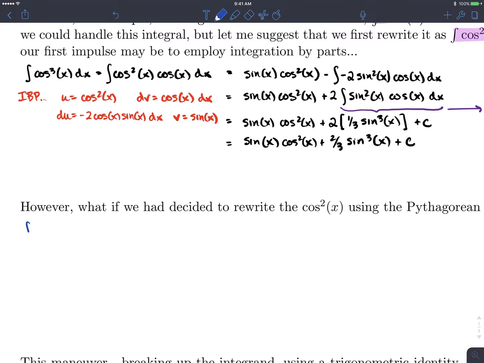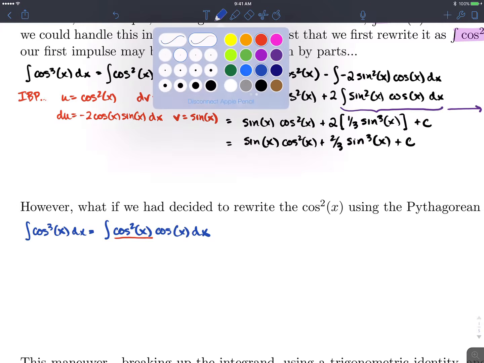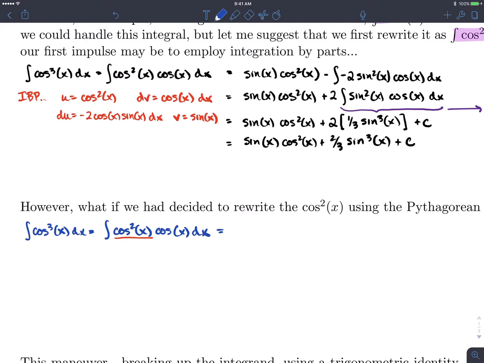So we've got the integral of cosine cubed x dx. We pull off one factor of cosine, which leaves us cosine squared times cosine of x dx. And what we're going to do here is take this cosine squared and rewrite it using the Pythagorean identity, that sine squared plus cosine squared equals 1. And the motivation for doing that, I think, is going to be clear in just a minute.